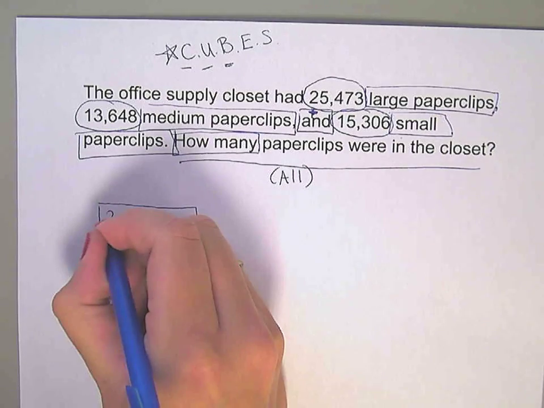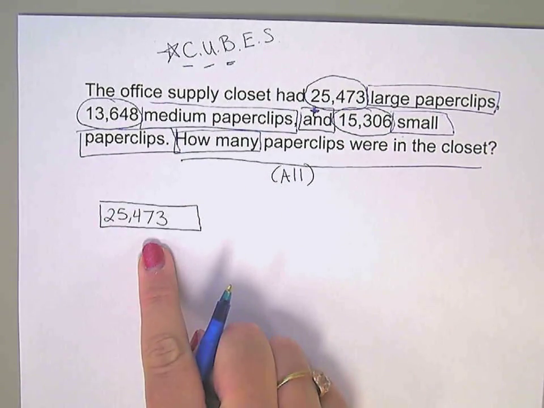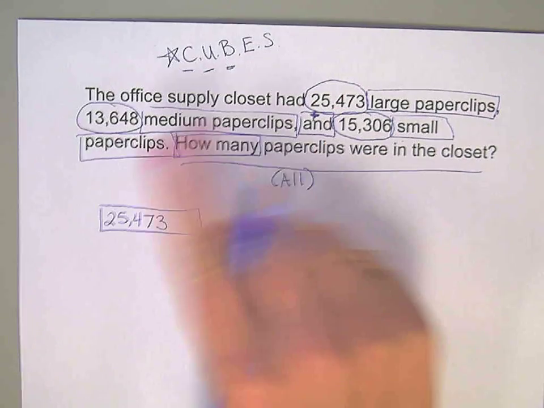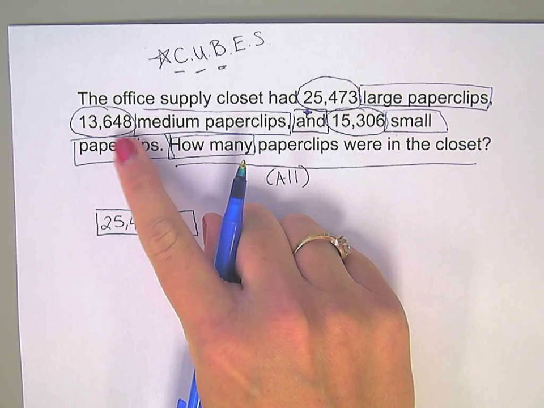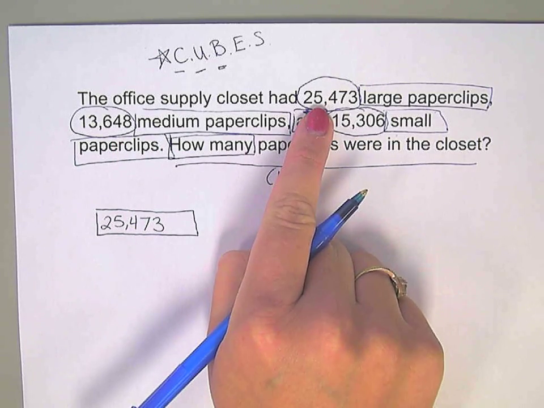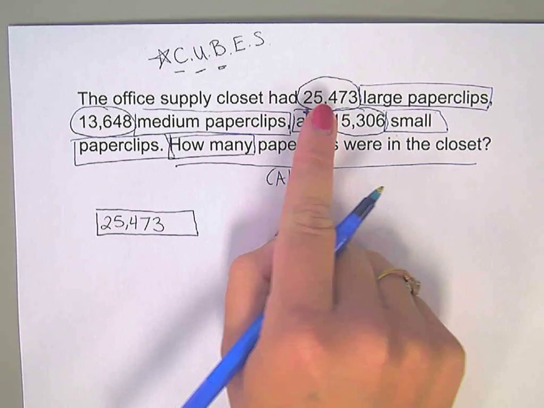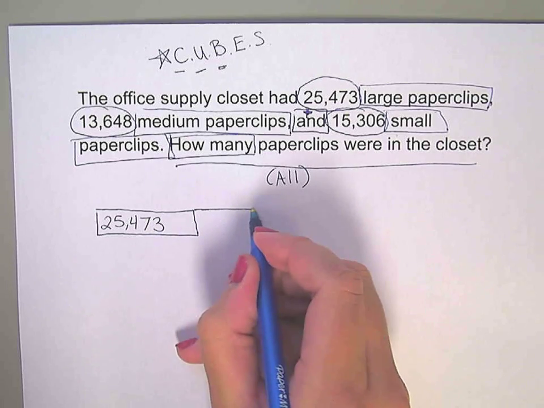25,473. Now, since I have that big one, I can move on to my next part, medium paper clips. Well, 13,648, is that smaller or bigger than 25,473? You're right, smaller. So when I do that, I want to make my box a little bit smaller to show that.